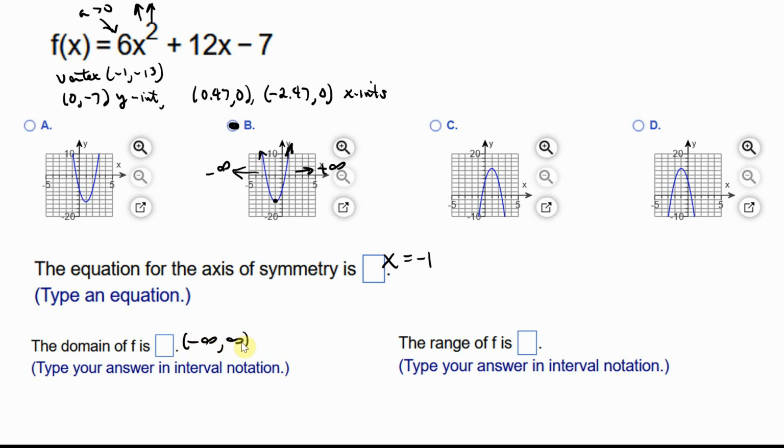For the range, I look at the graph with respect to the y-axis. It has the most bottom value, that was at negative 13, and then it goes all the way up to positive infinity. It includes negative 13, comma, positive infinity.